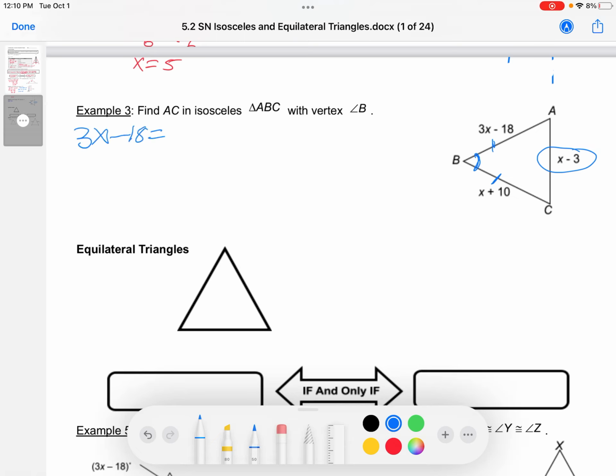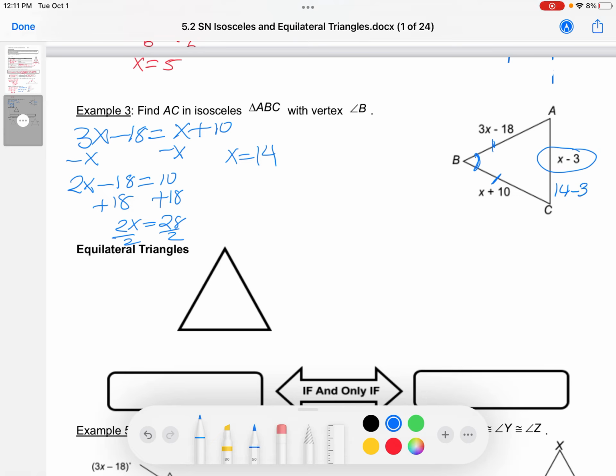I know that 3X minus 18 is equal to X plus 10. I subtract X from both sides, so I've got 2X minus 18 equals 10. I add 18 to the other side, so I get 2X equals 28. Divide both sides by 2, so X equals 14, sorry. Okay, so if X equals 14, I plug that in here, and that means AC equals 11.